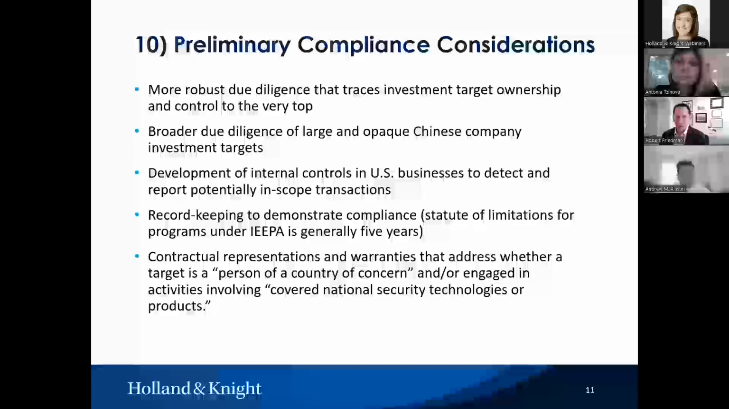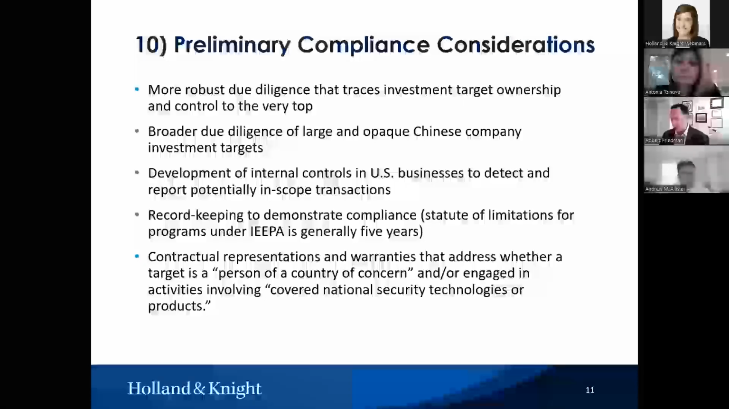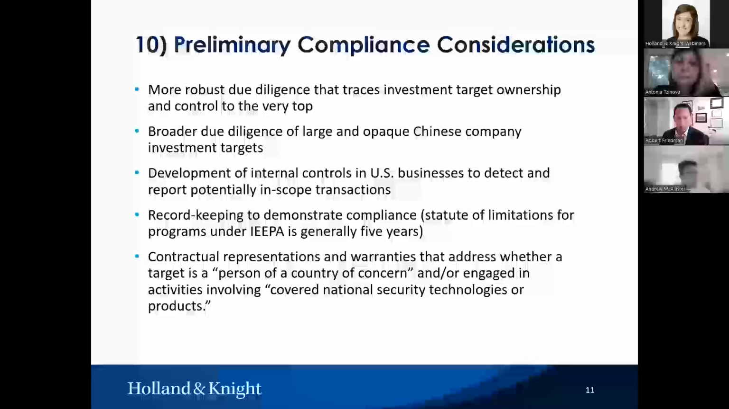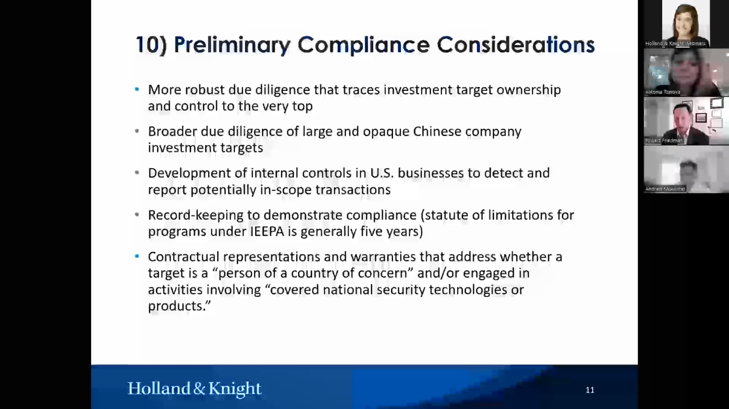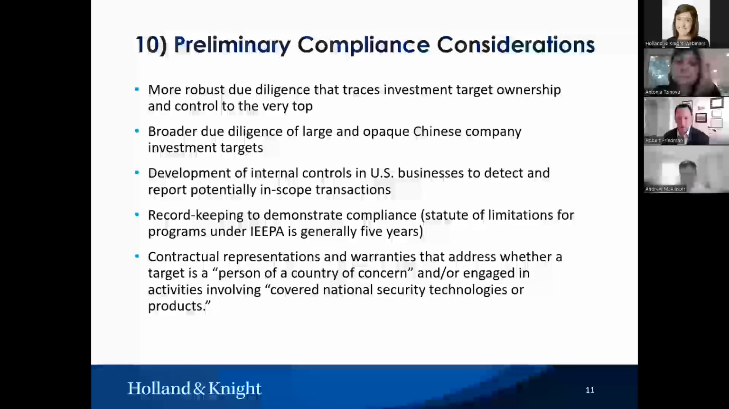So, I think the two biggest takeaways from this entire presentation are, one, that there's a number of areas that are really important for the public to consider commenting on, areas that are undefined, areas that the Treasury Department is seeking input from the regulated community. And then the other, which I'm about to cover, is preliminary compliance considerations.